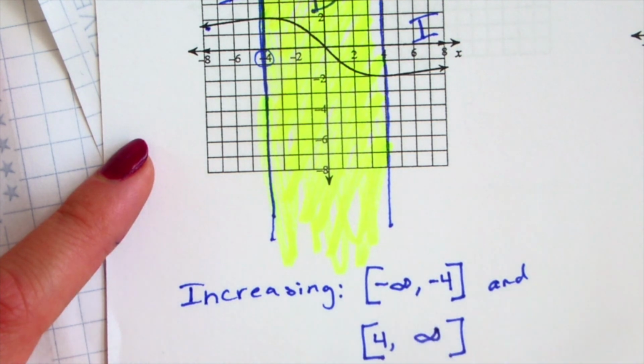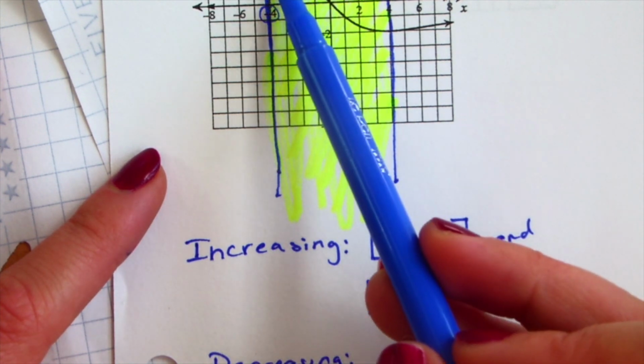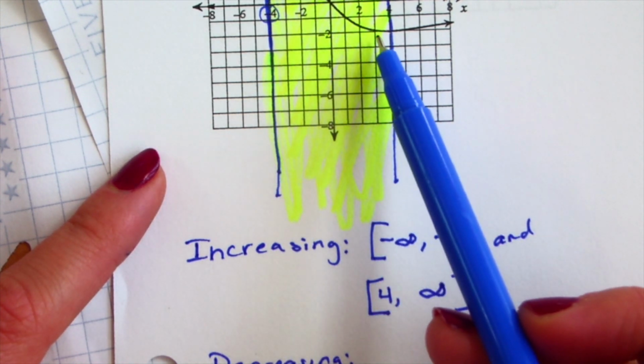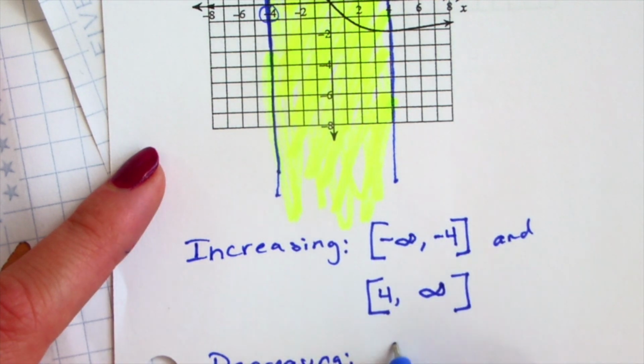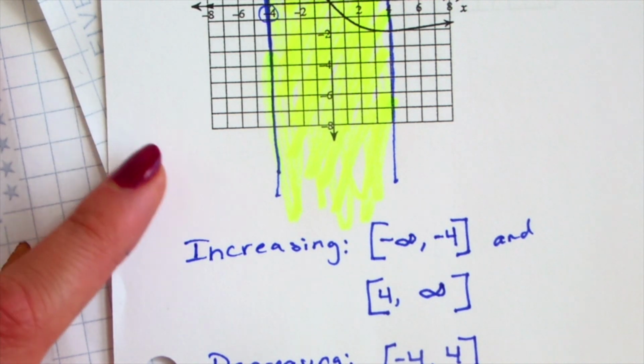And the last part of this problem is the decreasing interval. And you can see the middle of your function has a negative average rate of change from the x value of -4 to +4.